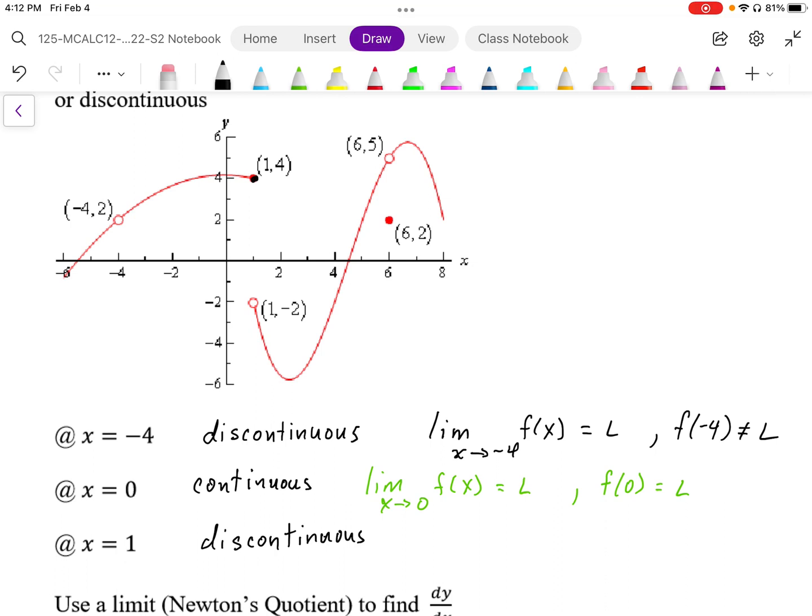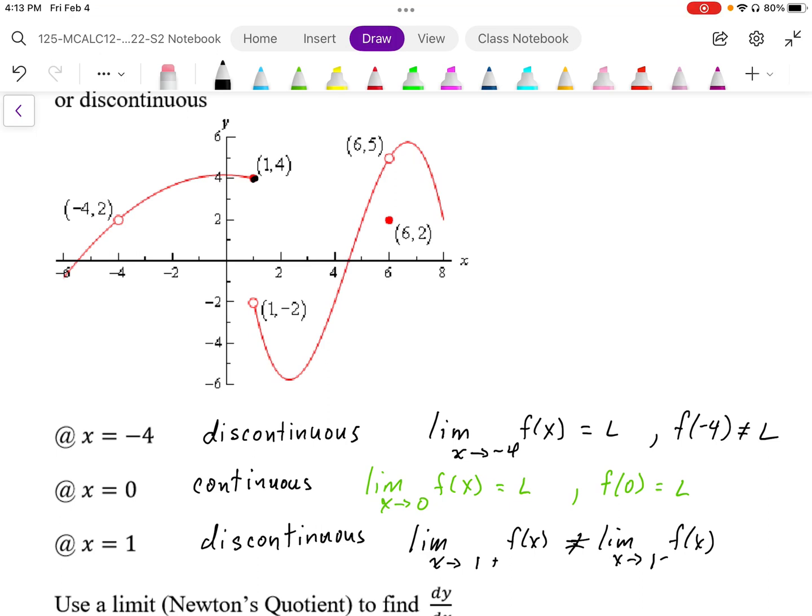For x equals 1, it's definitely discontinuous. So we can just say that the limit, as x approaches 1 from the positive side, is different than the limit as it approaches from the negative side. These are not equal, therefore it is what we call a jump discontinuity.